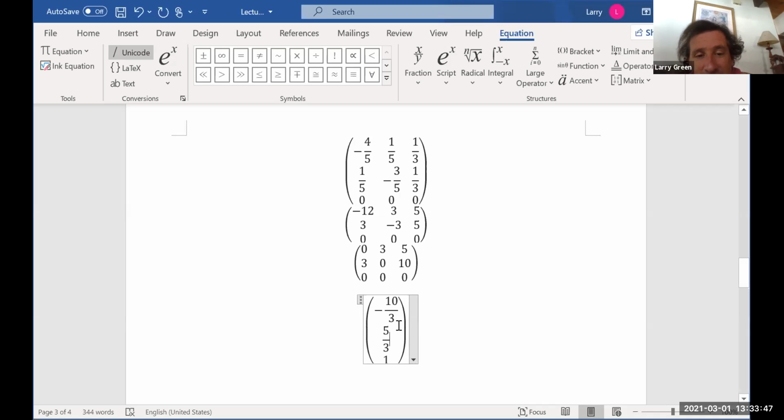Okay, you could do it. I think I'd rather let it be 3 instead of 1. So I'm going to do that if you don't mind. So I'm going to multiply by 3. Then we get 10, negative 10, 5, and 3.